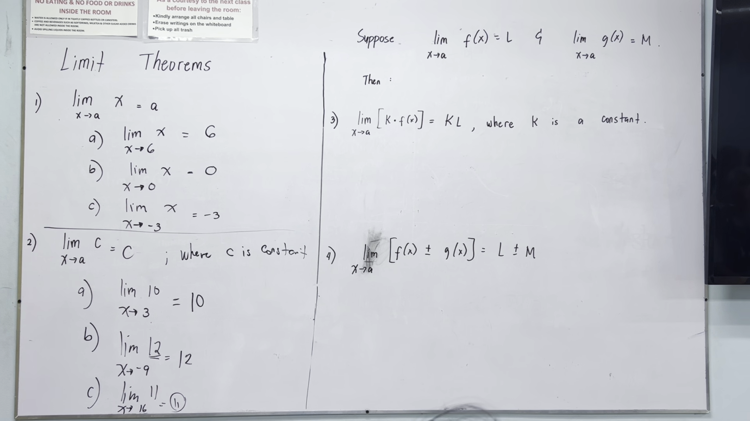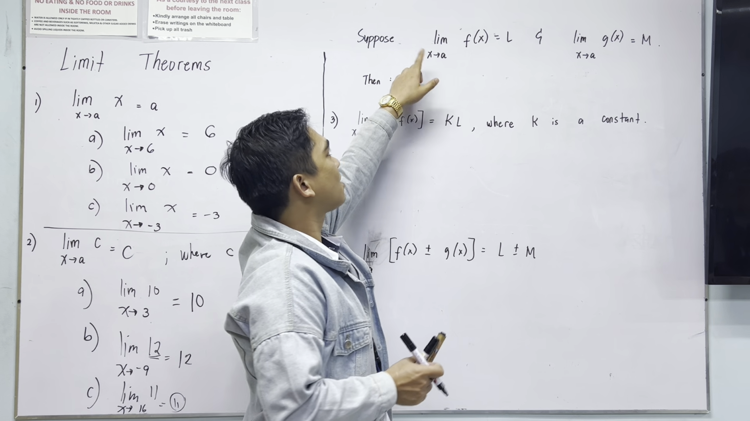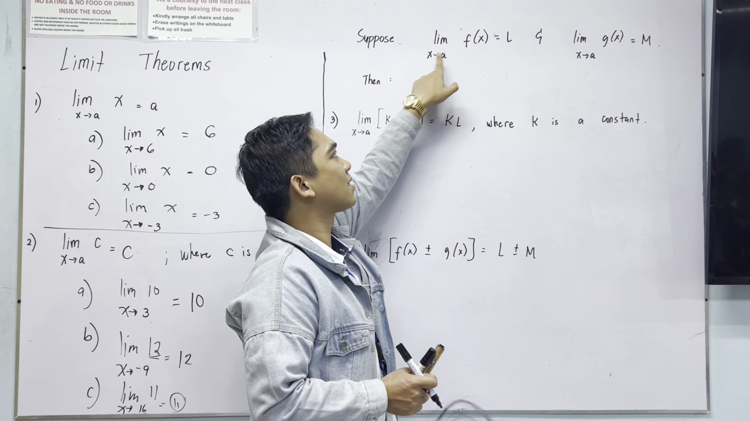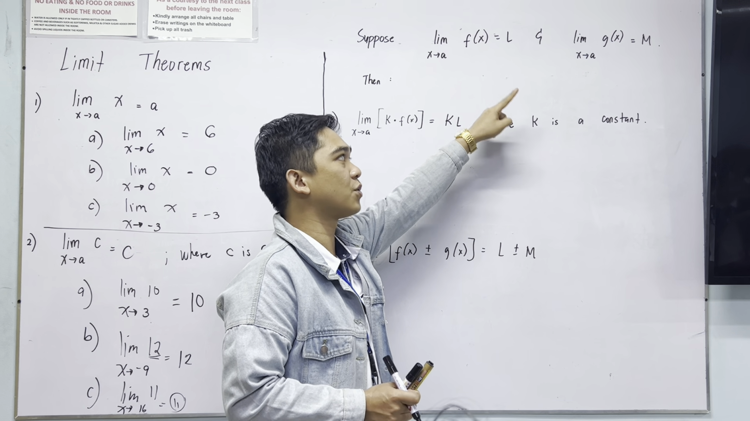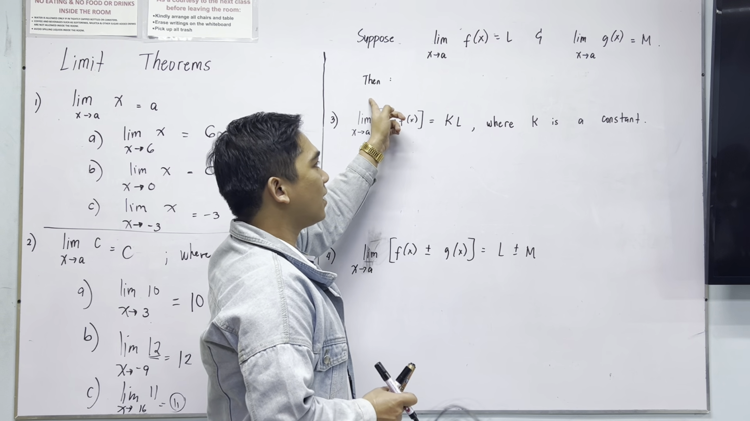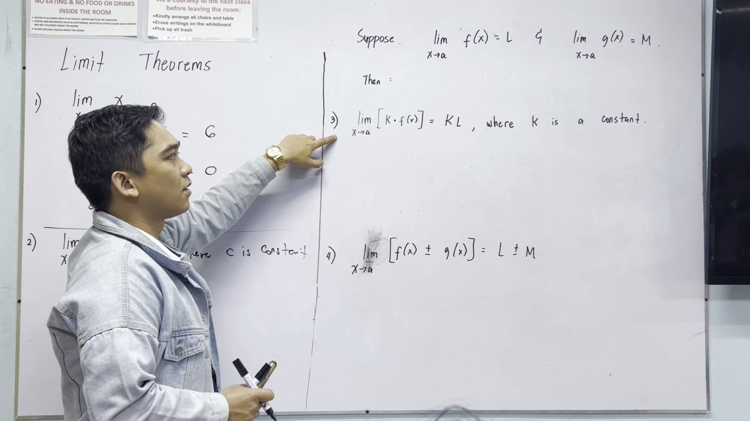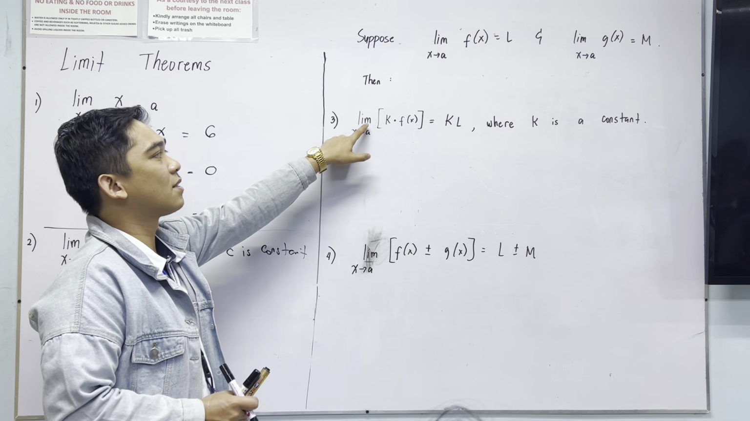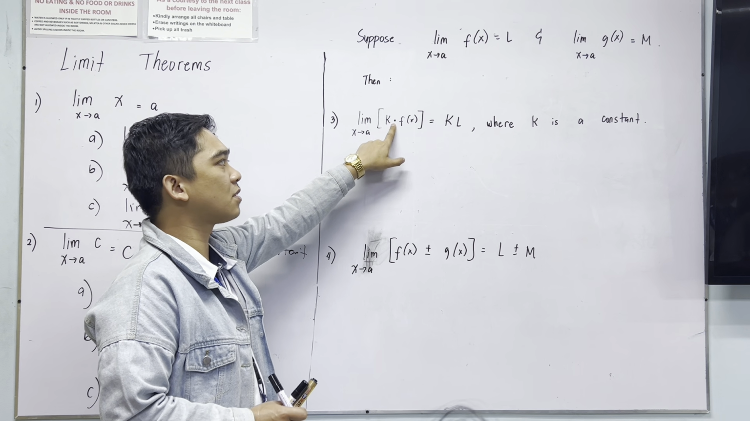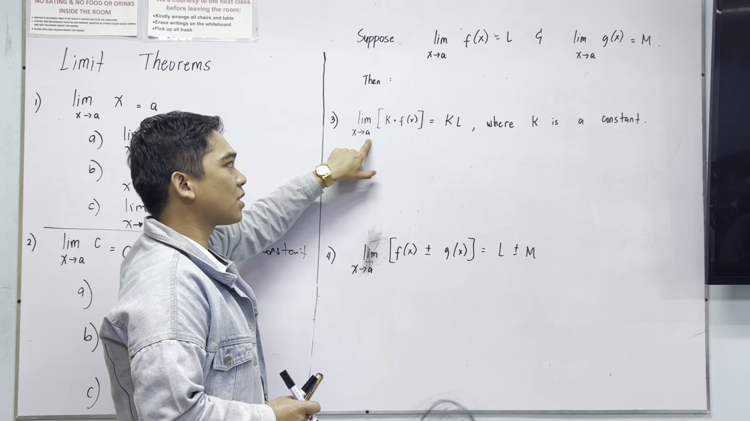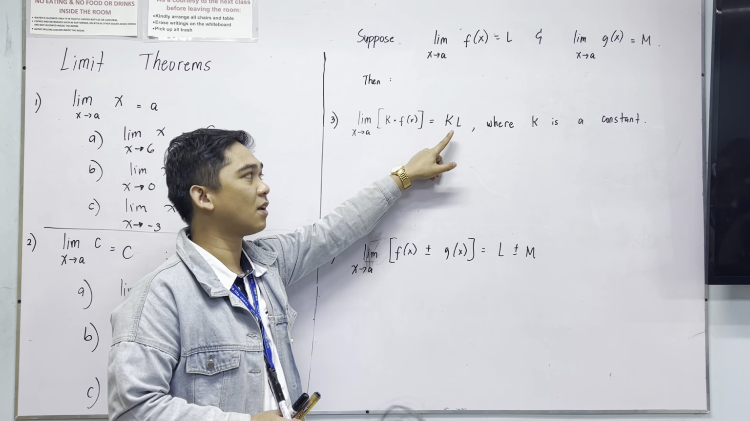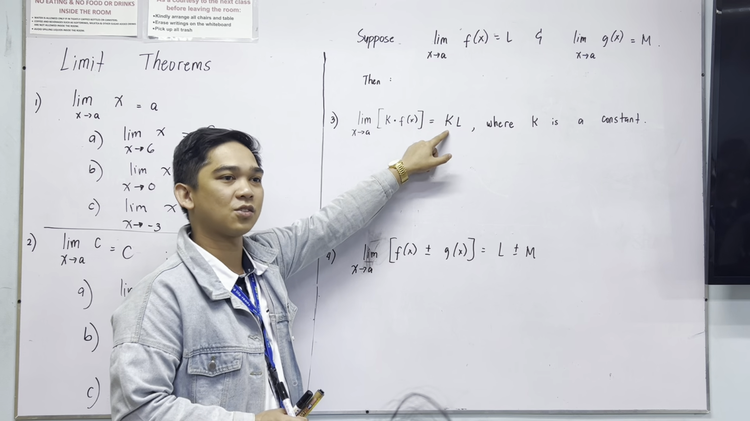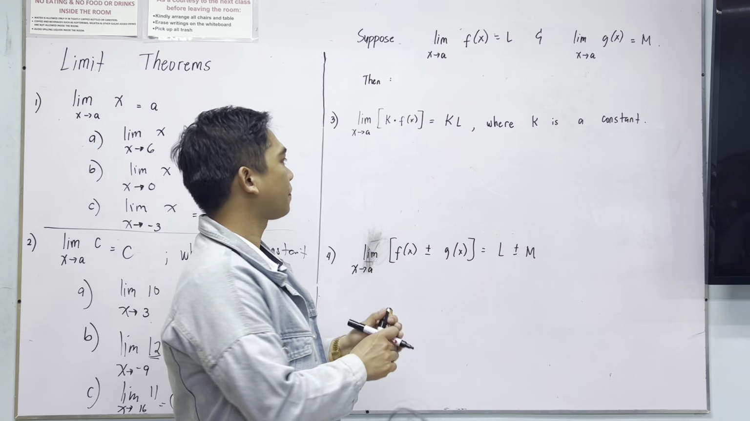Madali lang si theorem 1 and 2. What if we have two functions? Let's say the limit of f of x as x approaches a is equal to L, and the limit of g of x as x approaches a is equal to M. Then, we have here number 3, the limit of k times the function as x approaches a is equal to k times L, where k here is the constant. So, constant times the limit.